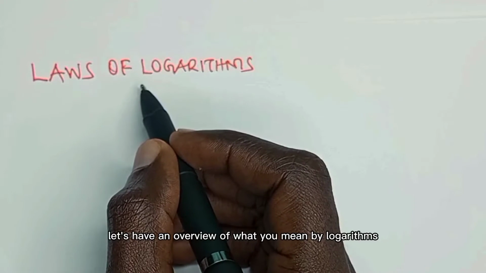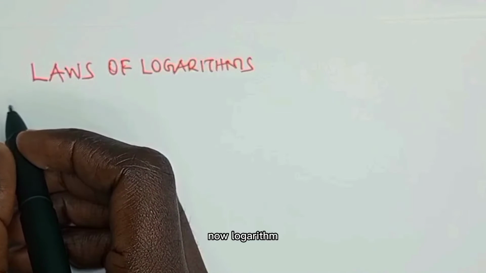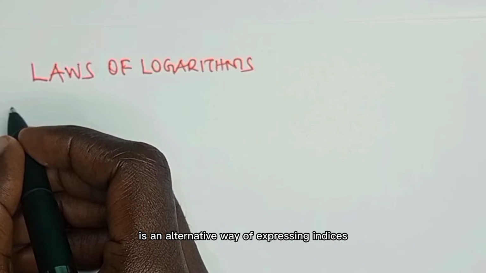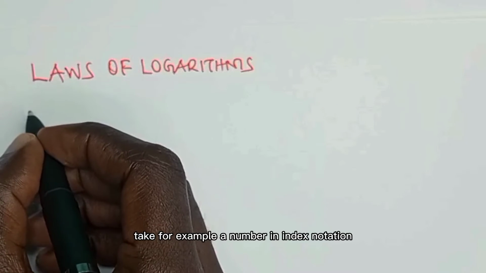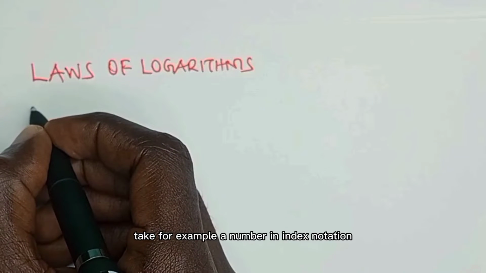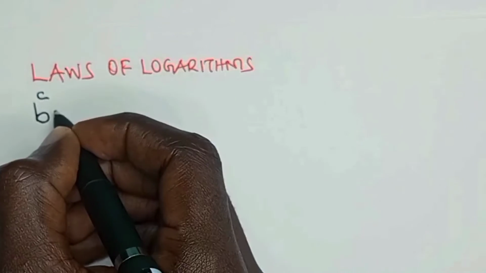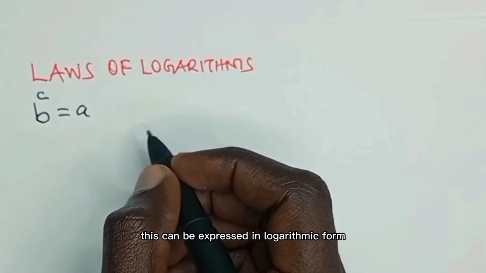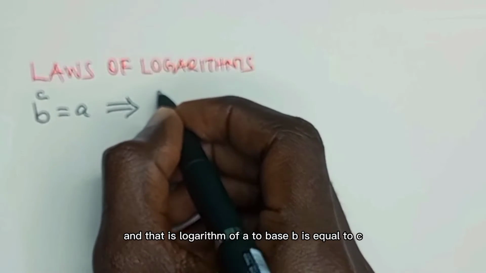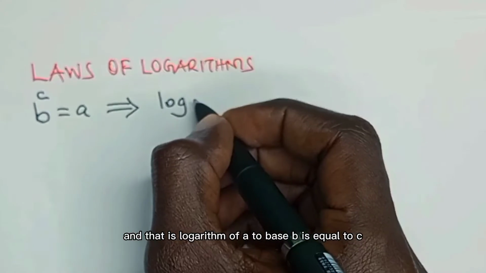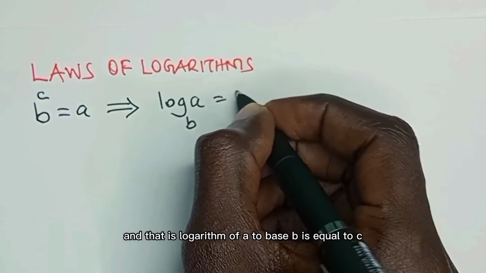Before we do that, let's have an overview of what we mean by logarithms. Now, logarithm is an alternative way of expressing indices. Take, for example, a number in index notation, say b raised to c is equal to a. This can be expressed in logarithmic form, and that is logarithm of a base b is equal to c.